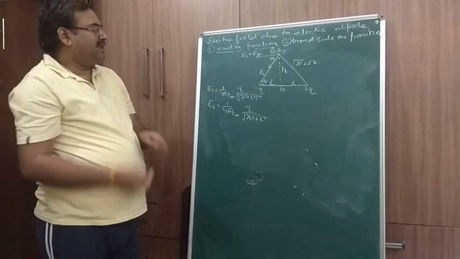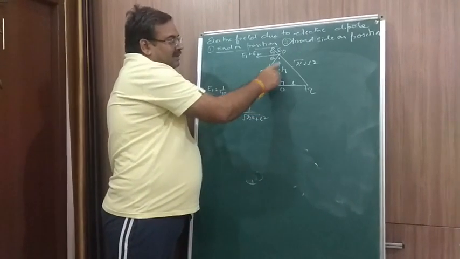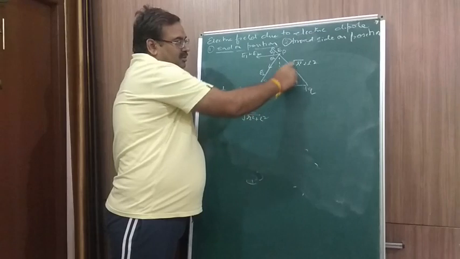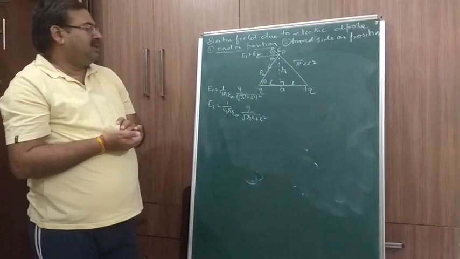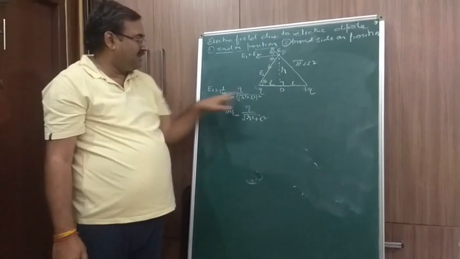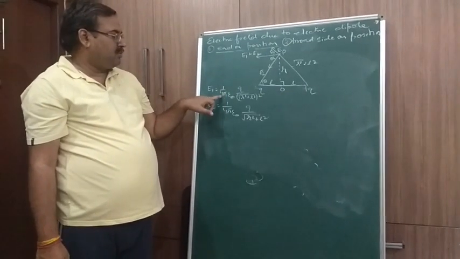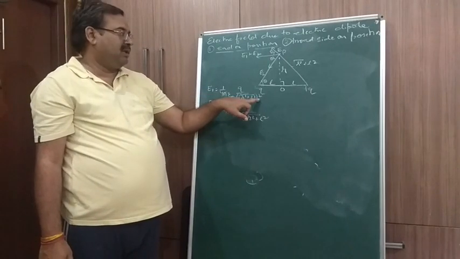Now for the electric field, this is a right angle triangle. This distance is r, this distance is l. So the hypotenuse is under root r square plus l square. So the electric field due to plus q charge is E1. E1 is equal to 1 upon 4 pi epsilon naught, q upon (under root r square plus l square) whole square.